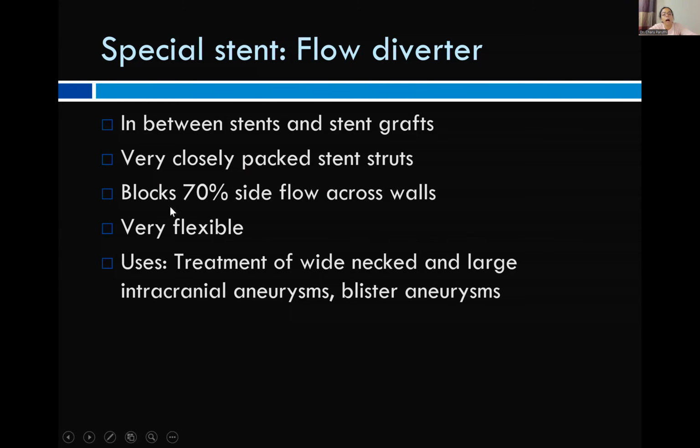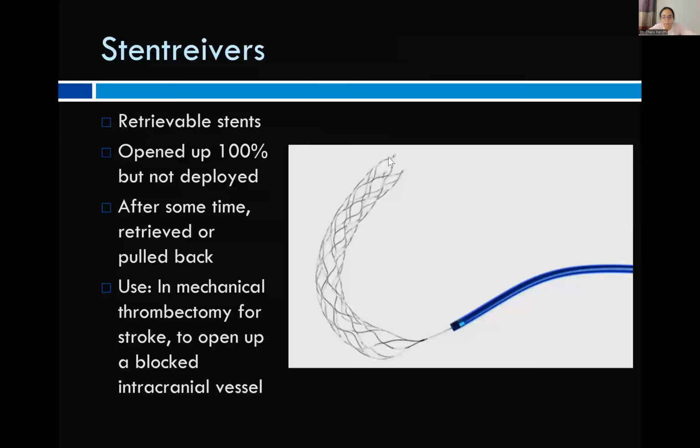So they don't block 100% of blood flow as stent grafts, but they block at least 70% of side flow. So the flow into the aneurysm will not be absolutely absent once you deploy them, but there'll be stasis. The flow will be slower, and with time, the aneurysm is going to thrombose and collapse. So that is the idea behind deploying a flow diverter, and they're used to treat intracranial wide-necked aneurysms or blister aneurysms. Then we have something known as stent retrievers or stent reavers.